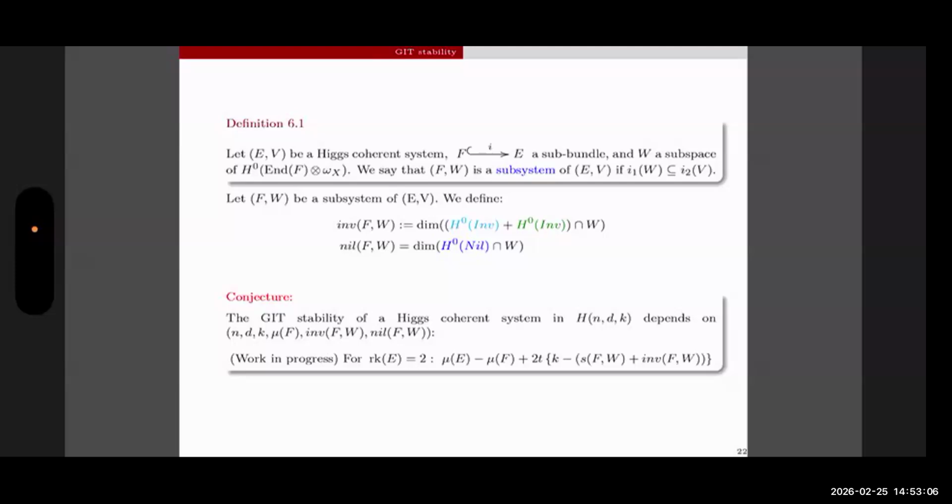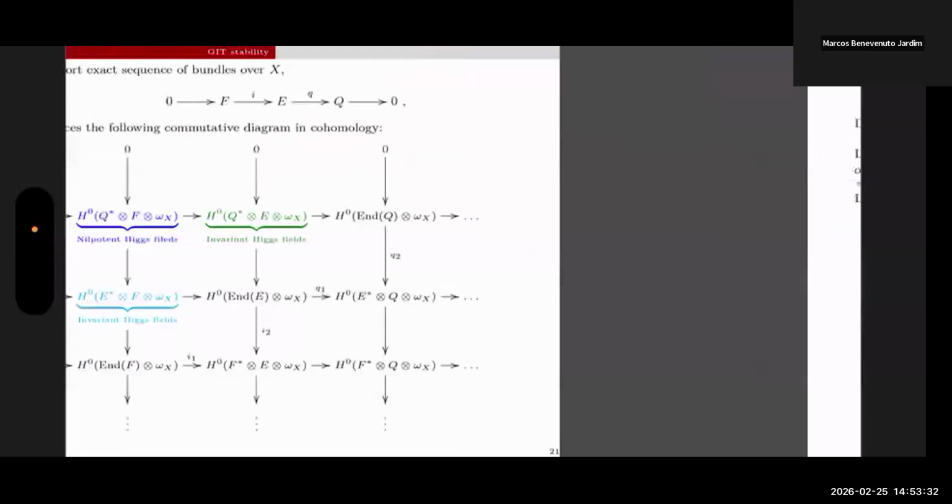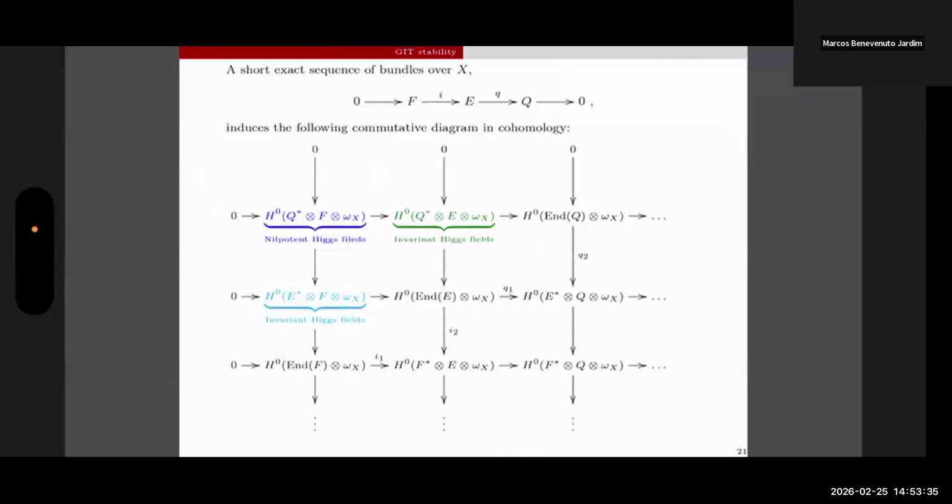I see, thank you. So what you compute here in the bottom is like the Hilbert-Mumford criterion. Yeah, that will hold exactly these invariants, this inv and nil. Yeah, exactly. And in rank 2, we have that formula because we know all the nilpotent Higgs fields in this case, and all the nilpotent Higgs fields are precisely that cohomology group. In higher rank, I'm not sure. But yeah, we try to compute the Hilbert-Mumford criterion.